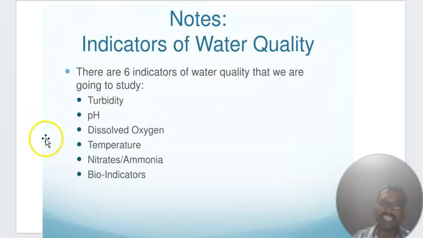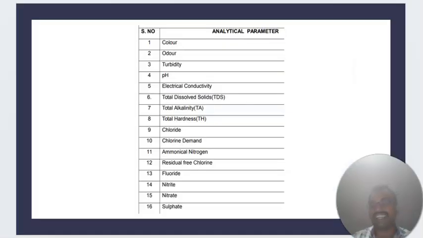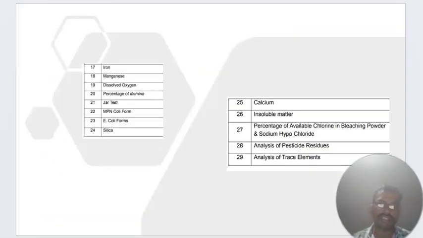Now the next slide, the indicators of water quality. These six indicators are very important to analyze water quality: turbidity, pH, dissolved oxygen, temperature, nitrates and ammonia, and bioindicators. To understand more clearly the analytical parameters of water quality, you can see color, turbidity, pH, electrical conductivity, total dissolved solids and so on. In total, 29 parameters are available. These 29 are the analytical techniques to analyze water quality.